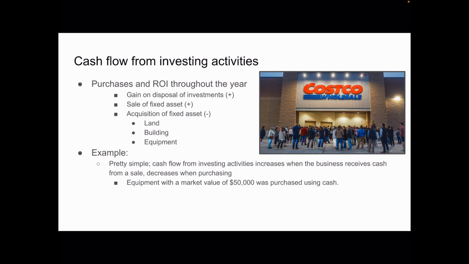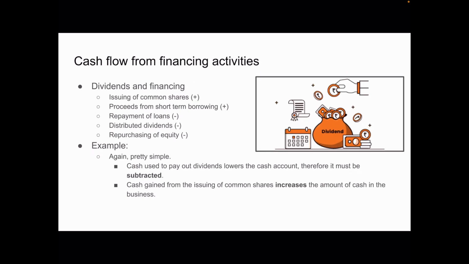Equipment with a market value of $50,000 would decrease the amount of cash we have by $50,000. Finally, cash flows from financing activities. Cash gained from the issuing of shares and cash spent on repurchasing equity belongs in this category. Again, this should be pretty simple.